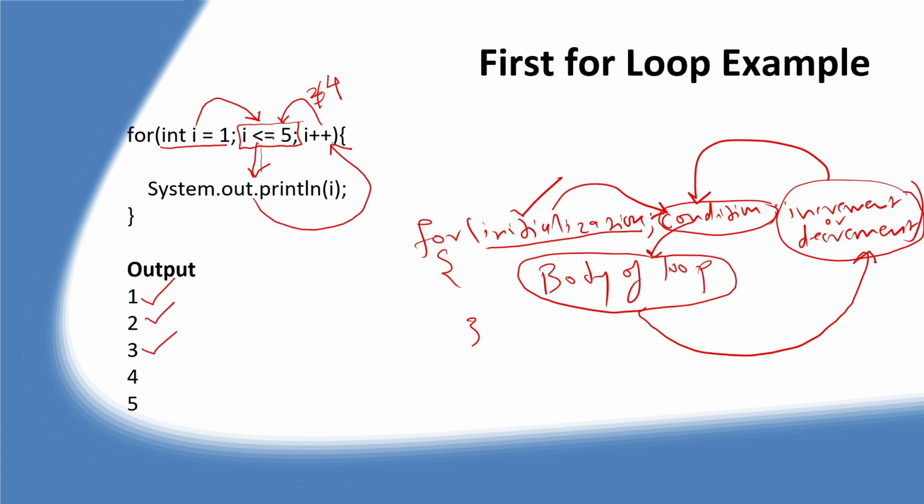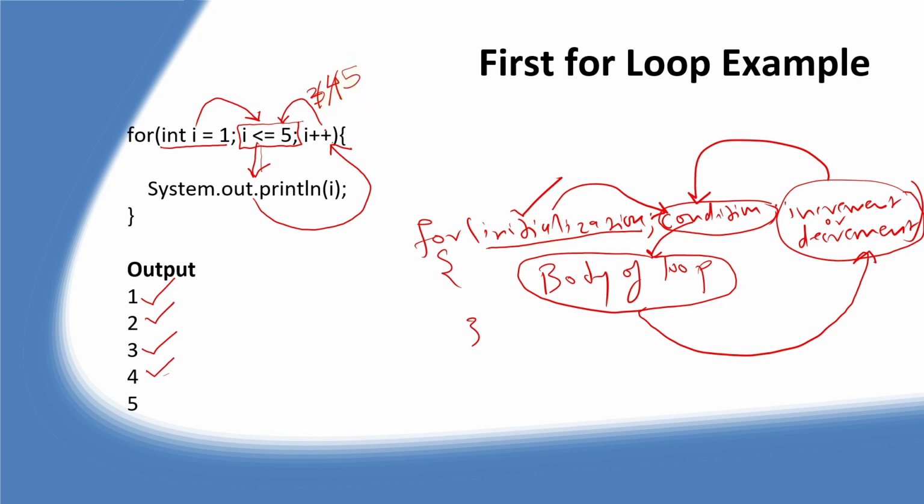So, 4 is less than or equal to 5. Condition is satisfied. Yes, it is true. Then it will execute the body. So, it will print the current value of I, that is 4. 4 is printed. Then again, after execution of body, it will go to increment. Then the value of I will become 5.